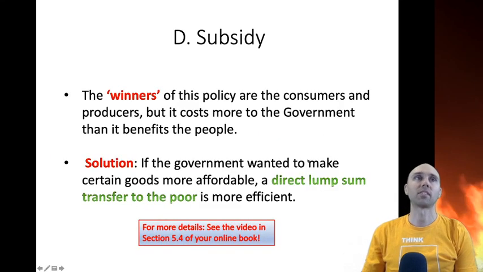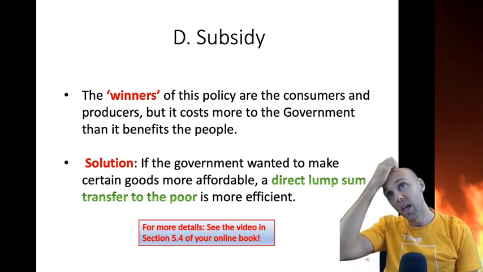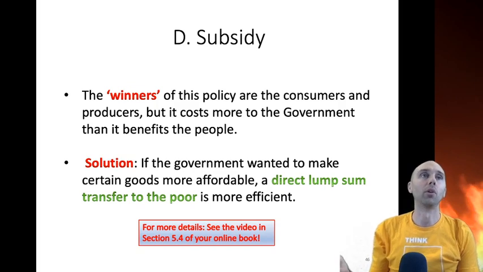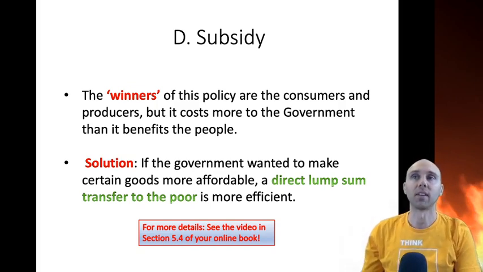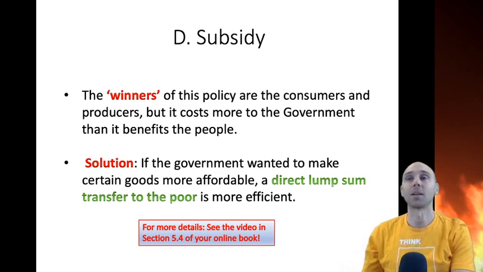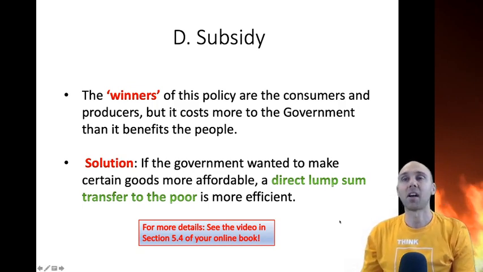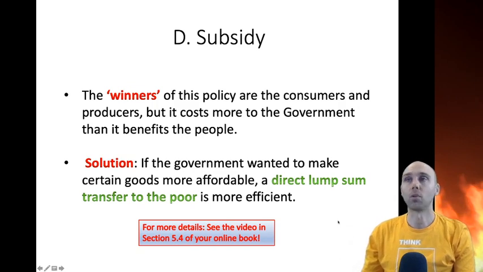So the winners of a subsidy policy are the consumers and the producers together because they're getting essentially a transfer from the government. But it costs more to the government overall than the benefits that those producers and consumers get. So a better way of doing things would be if the government instead made a direct lump sum transfer to the poor, whether it be those producers or those consumers that the subsidy was meant to benefit. And there's a nice video in your ebook about this.